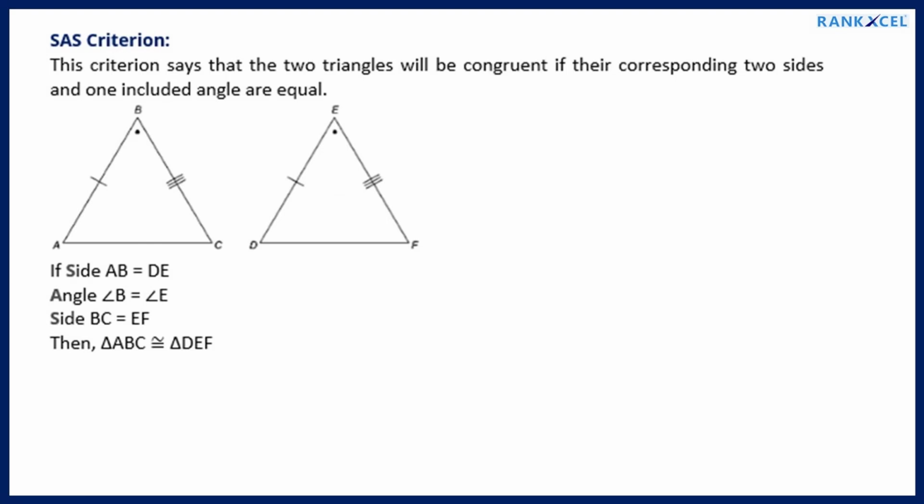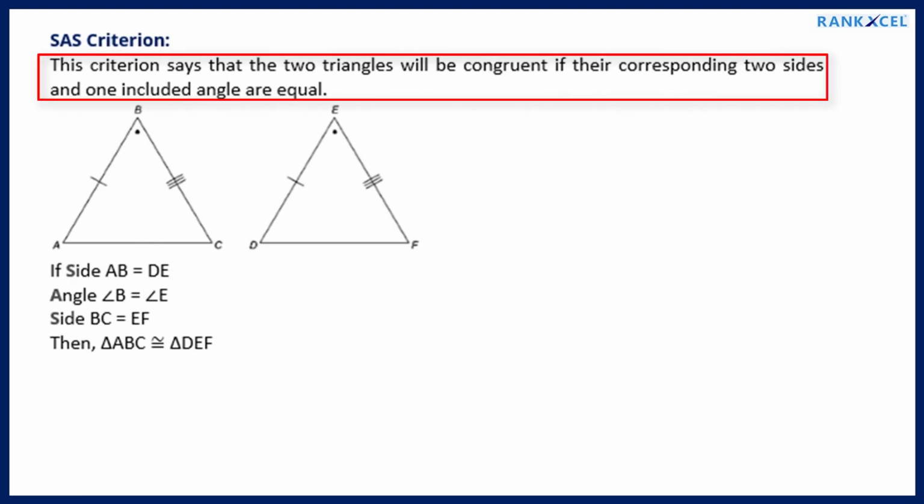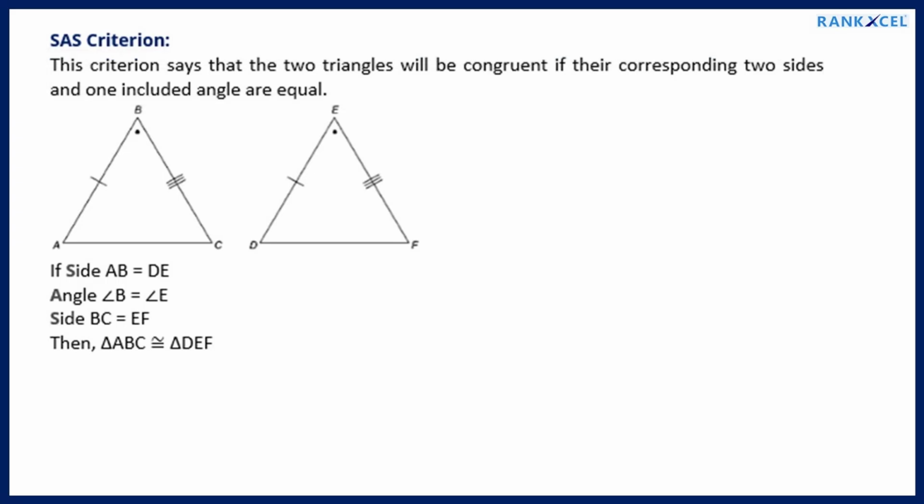SAS criterion. This criterion says that two triangles will be congruent if their corresponding two sides and one included angle are equal. If side AB equals DE, angle B equals angle E, side BC equals EF, then triangle ABC is congruent to triangle DEF.